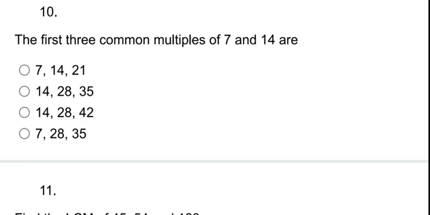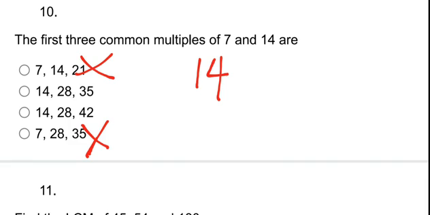Now number 10. The first 3 common multiples of 7 and 14 are. So the same thing here. You can see that 7 can go into 14, so the first common multiple will be 14. So this option is out. The first one is out, the second one is out. So the answer is between these two. The first one is 14.